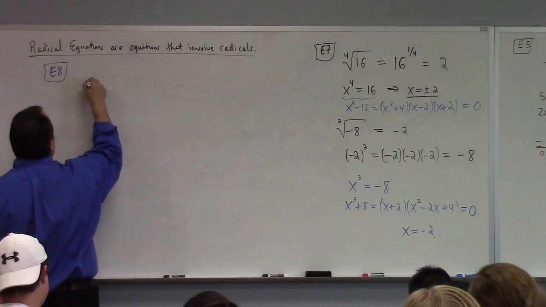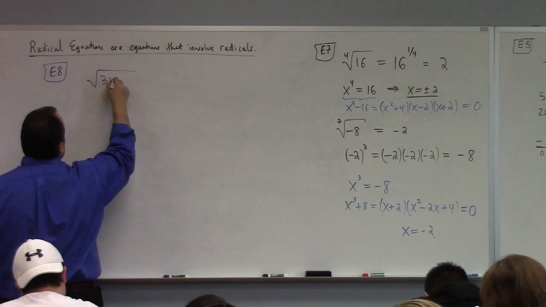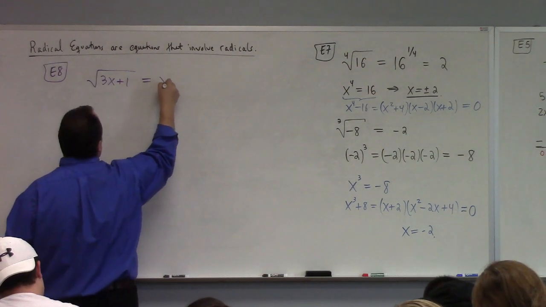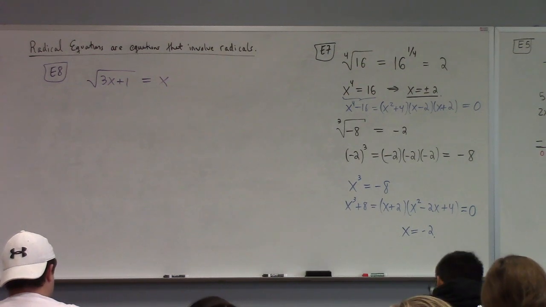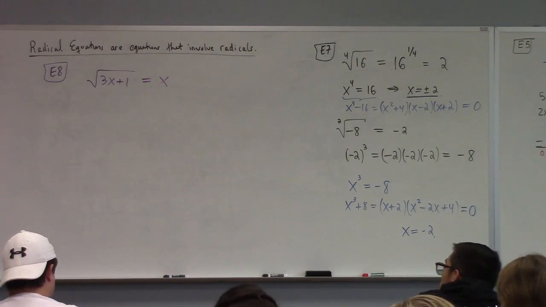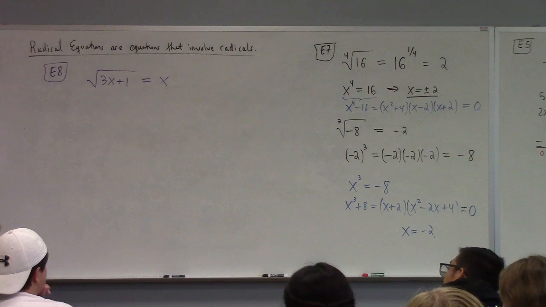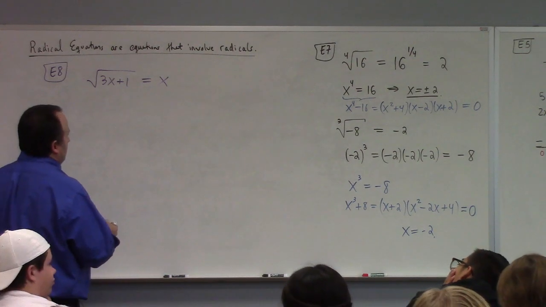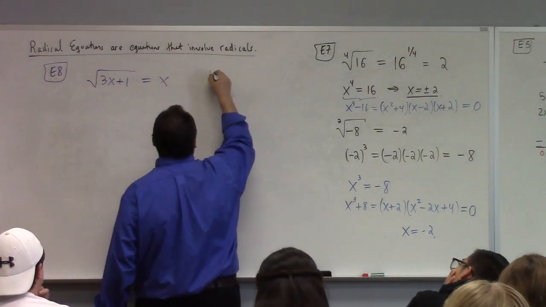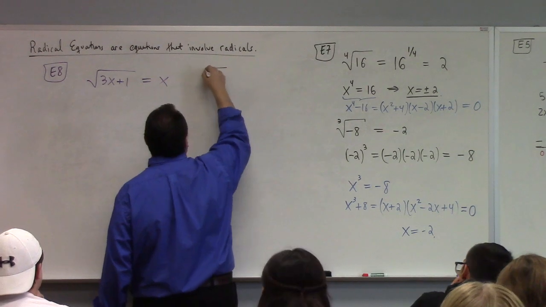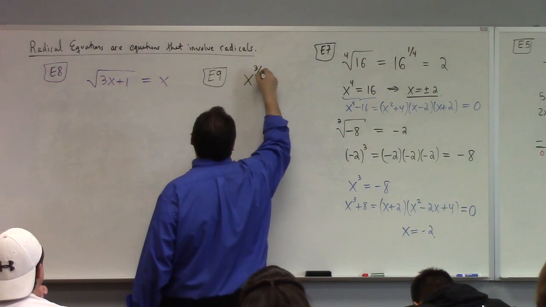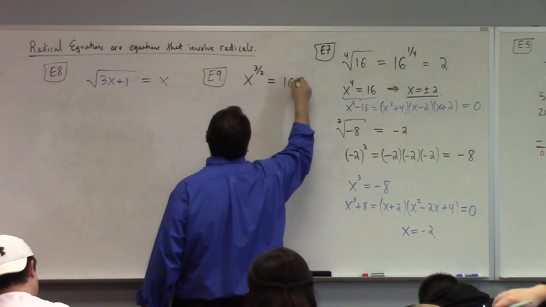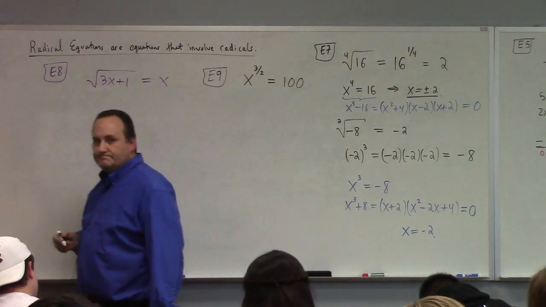Example 8. Suppose we're solving the square root of 3x plus 1 equals 2x. How would you solve this equation? And I'll make an even easier one here. Example 9, rather. Isolate the radical on one side. What if we're solving x to the 3/2 power equals 100? See if we can solve that. All right.